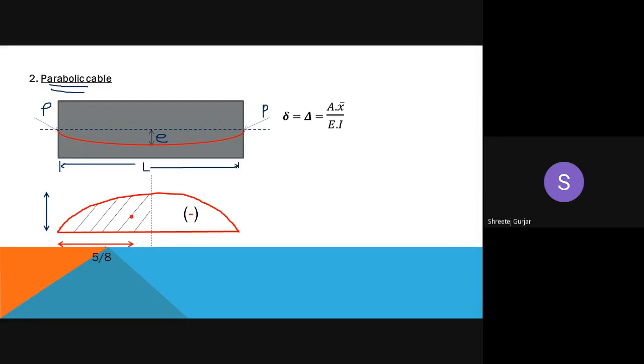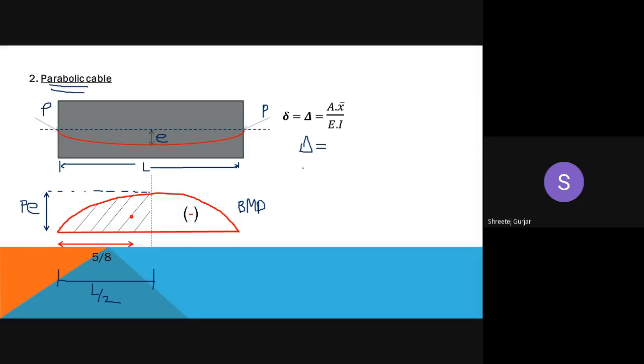Now this is half of it, so this is L by 2. The moment which it is causing is the same, P into E. This is up to this point. So this is our bending moment diagram which I have drawn over here. This is BMD. Now we have to calculate delta using the same method as previously.